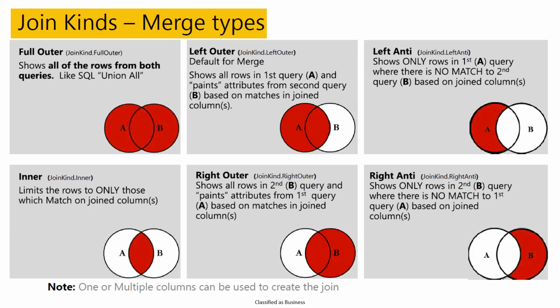We already discussed here, this way. Default is left outer. So full outer, if you want all the rows from both of the tables, you can make use of full outer join. It just works like a union all.